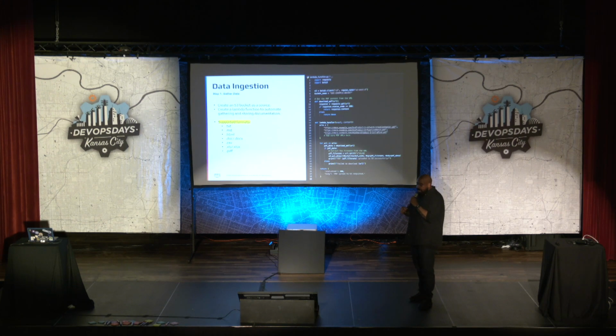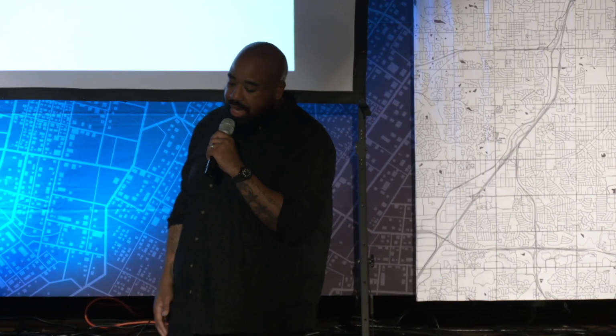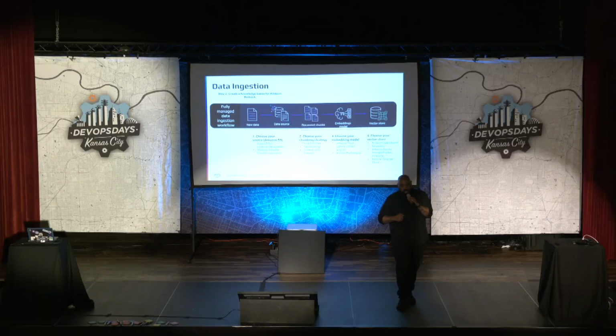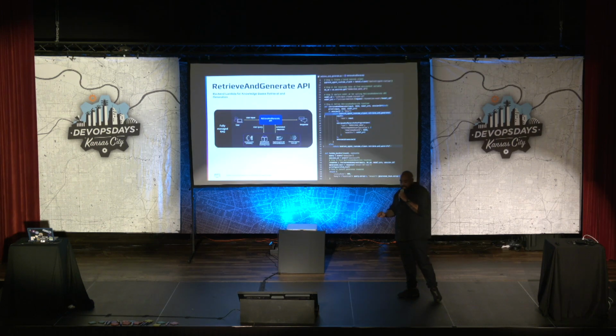Now here we create the data ingestion workflow. First thing we're going to do is gather our data with a Lambda function and store it in the S3 bucket. We can actually automate this with EventBridge. From there, we create a knowledge base in Amazon Bedrock, where we take our data, chunk it, create embeddings, and then store it in our vector store. This is fully managed. So 3 clicks, we can have this already created and have our fully managed ingestion pipeline.